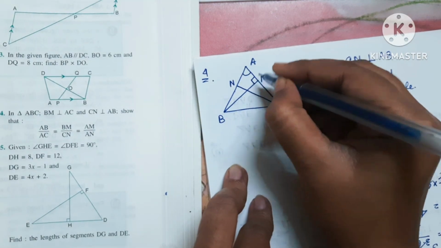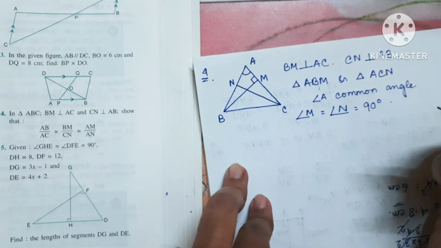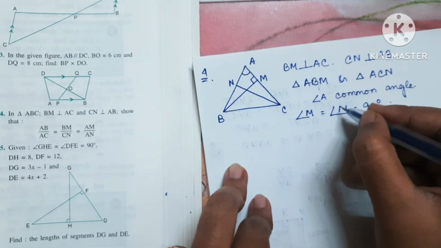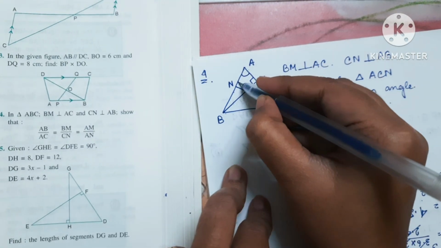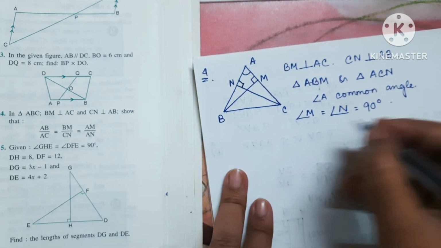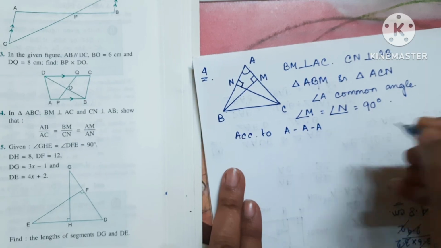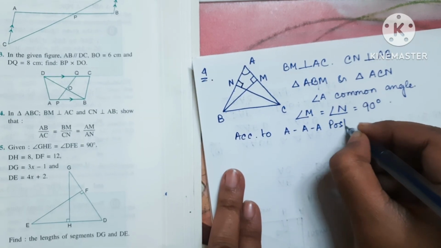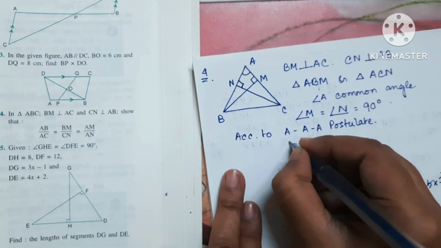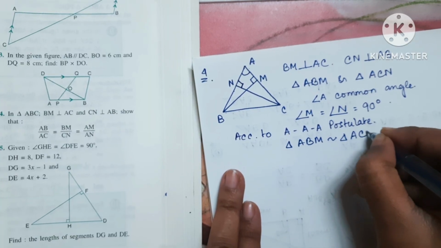Now angle M is equal to angle N is equal to 90 degrees. For this triangle, angle M means angle BMA, and angle N means angle ANC. They are 90 degrees. So according to AAA postulate, triangle ABM is similar to triangle ACN.